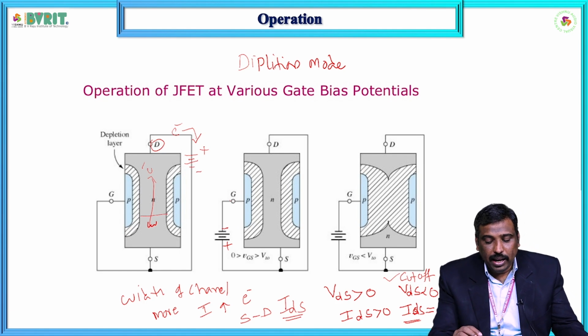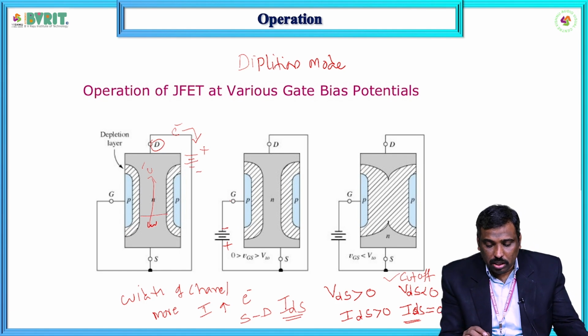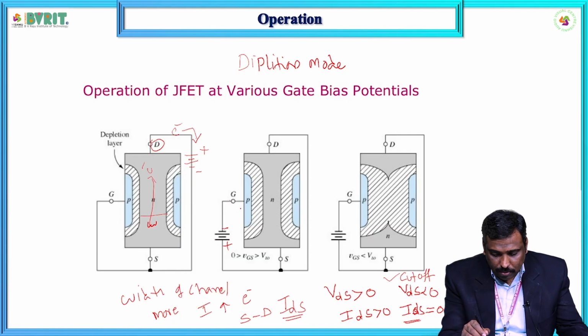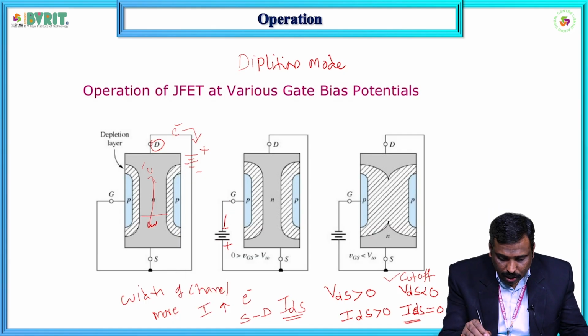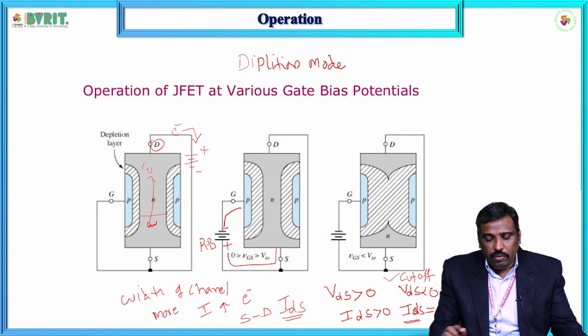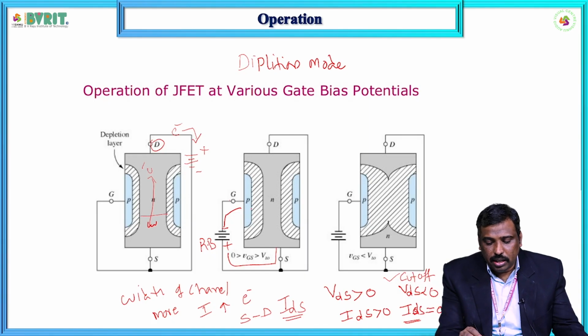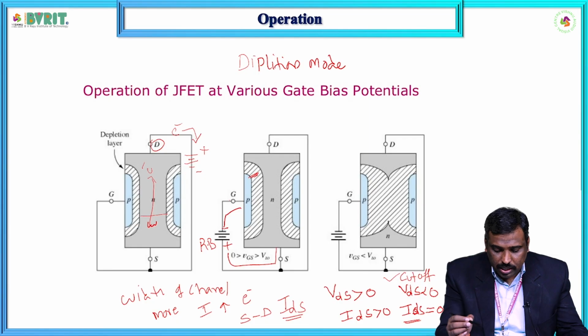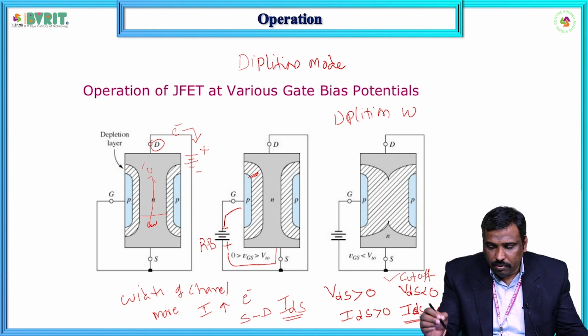We need to apply a negative voltage source, because the p-type is connected to negative, and the n-type is connected to positive. This bias we call reverse biased. Whenever this PN junction is reverse biased, the width of this region, which we call the depletion width, is different. Channel width is different and depletion width is different.